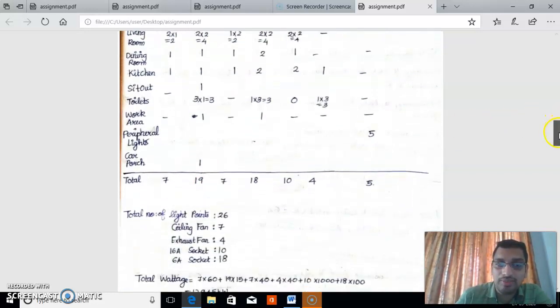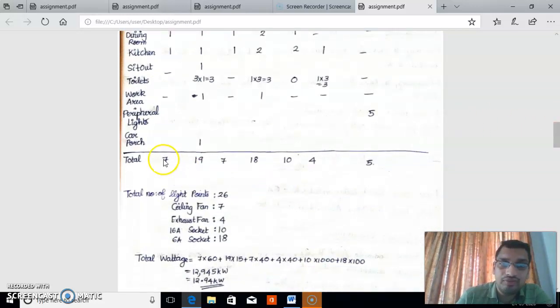And according to these electrical points, we total all the values. So main lamp we have 7, WB 19. Then third one is ceiling fan. So 7 ceiling fans are required. Then 18 number of 6 ampere sockets, 10 number of 16 ampere sockets, and 4 number of exhaust fans. And we can neglect the last one, others. So this is the total electrical points in the given building.